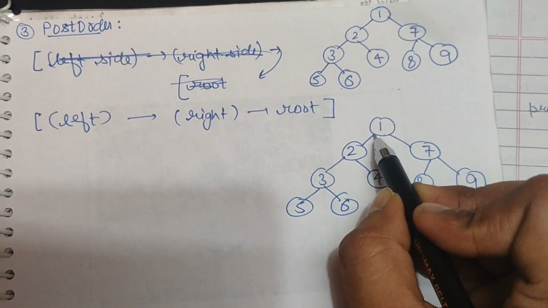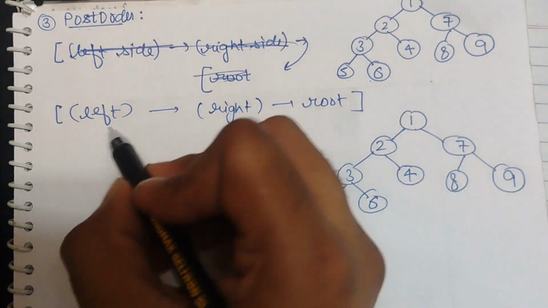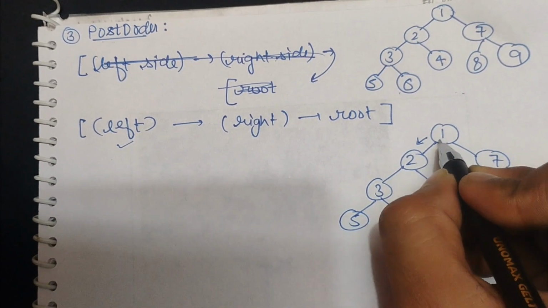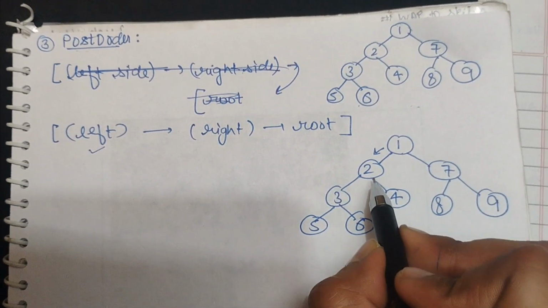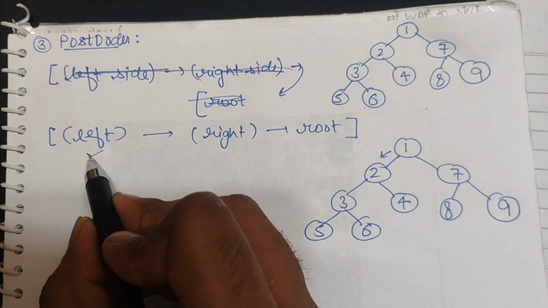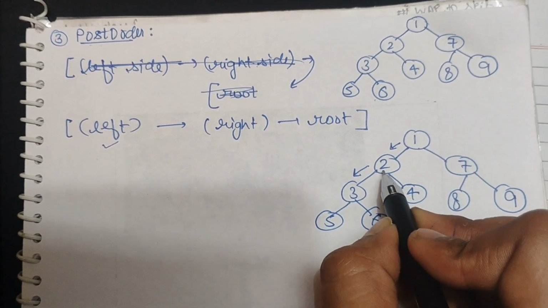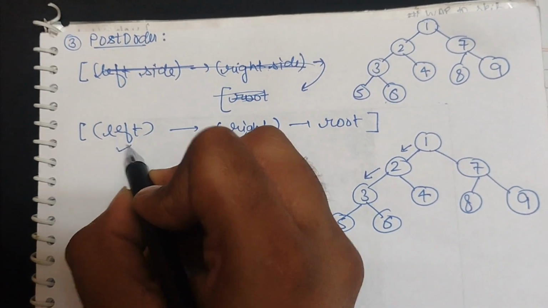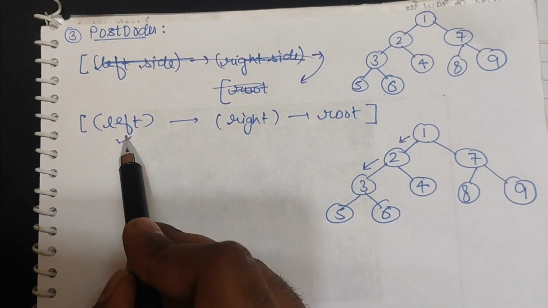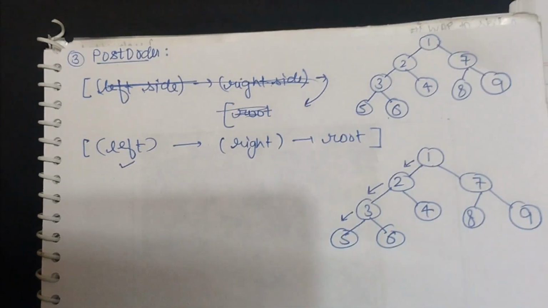So for 1, it will ask, does it have a left side? It says yes. So for 1, this will be executed and the recursion call will come from 1 to 2. From 2 it will ask, does it have a left side? It says yes. So the recursion call will come from 2 to 3. For 2, this will be executed. For 3, it will again ask, does it have a left side? It says yes. So the recursion call will come from 3 to 5.